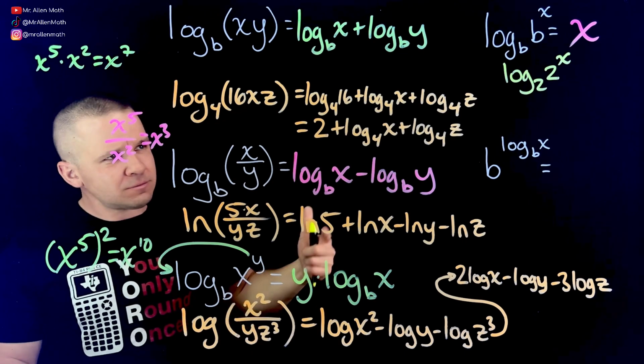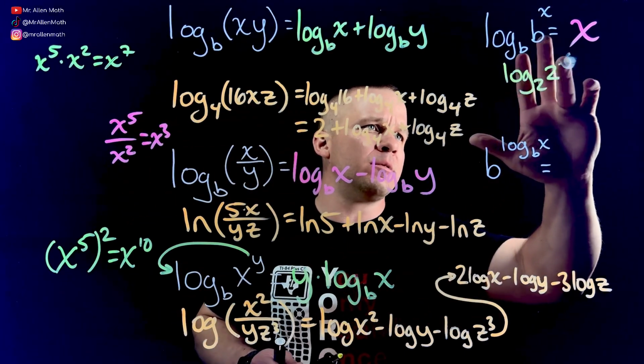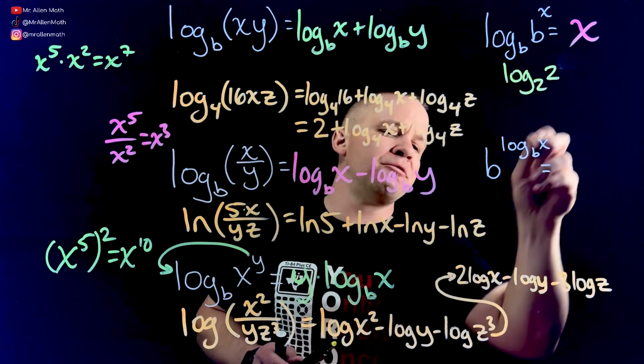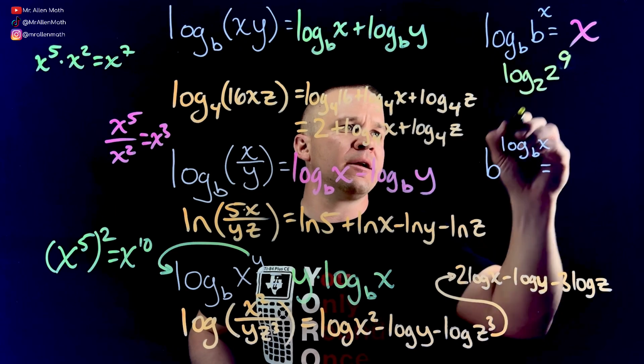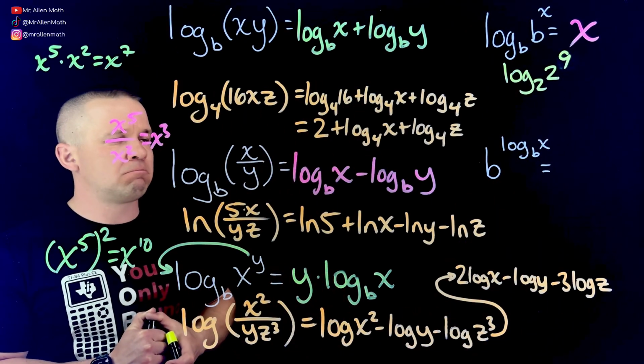Well, how about this? Actually, I'm going to not use x. Let's go with a number. Let's just go all numbers, okay? Make it a little more tangible. What do you want? Jenny, what's your favorite number? Her favorite number is 9. Okay. So we got log base 2 of 2 to the 9th power.